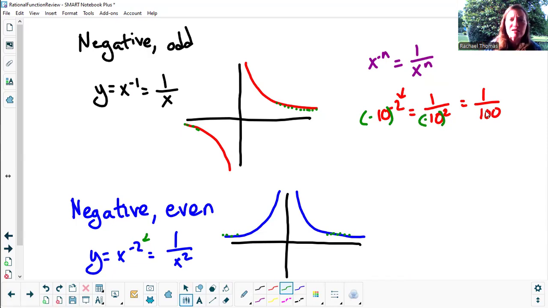I still get a positive answer, right? In even land, if I plug in a negative number, I still get a positive output. Or in odd land, if I did -10 to the -1, I get -1/10. Negative in, negative out: quadrants 1 and 3 for odd powers, quadrants 1 and 2 for even powers.